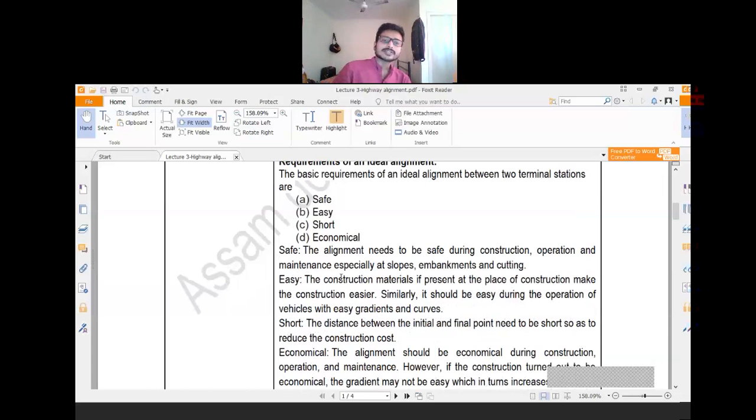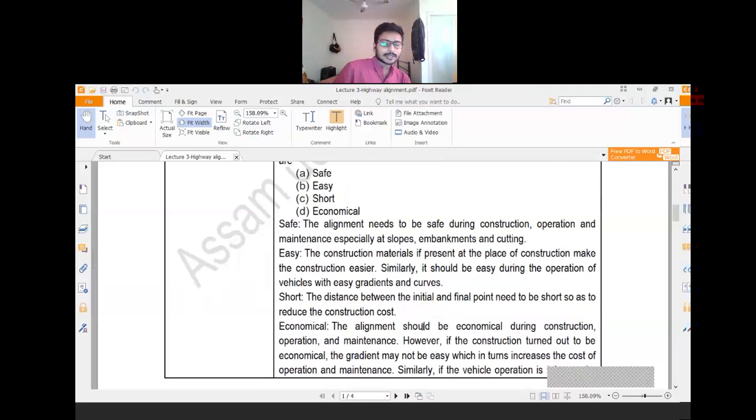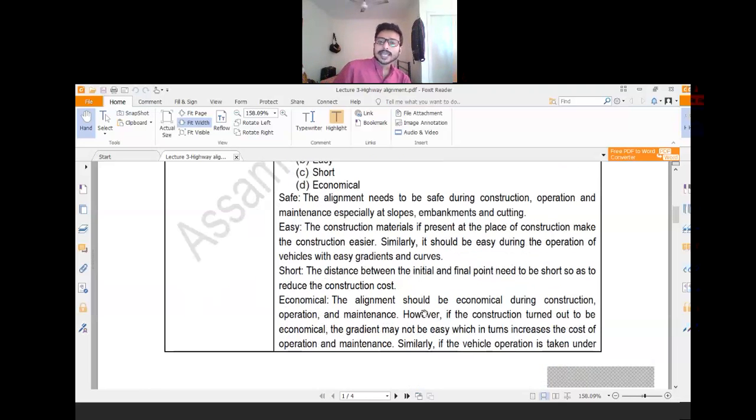Now, the next one is short. Short means suppose you need to connect two points or two cities. Suppose one city is A, another city is B. The main purpose of your alignment should be that with the minimum distance, you can cover from A to B. Then economical. Ultimately, the alignment should be economical during the construction, operation, and maintenance.